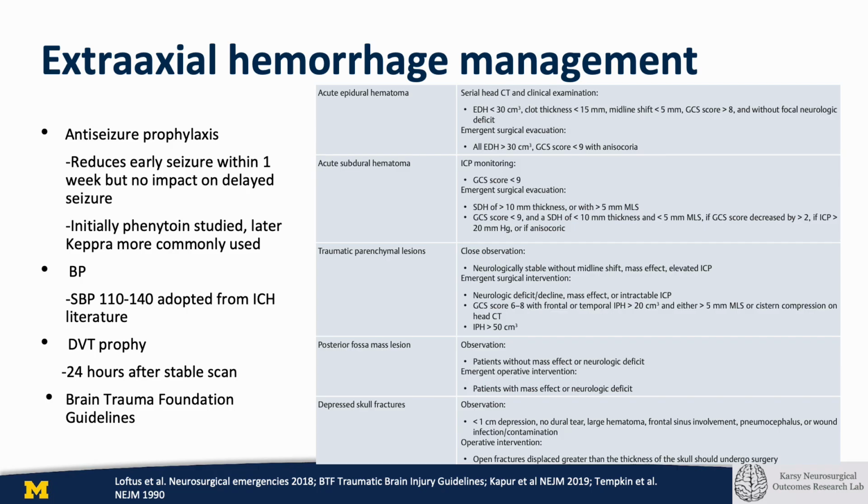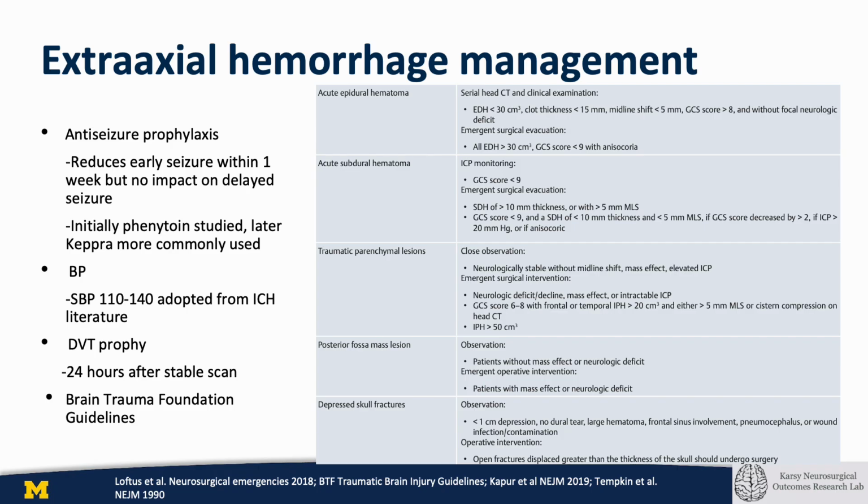With acute epidural hematoma, generally a patient with clot thickness greater than 15 millimeters or greater than 5 millimeters of midline shift would require surgical evacuation. With a subdural hematoma, 10 millimeter thickness, 5 millimeters of midline shift, altered mental status, or low GCS would require surgical treatment. Traumatic parenchymal hemorrhages don't always need evacuation, but if they have significant volume, greater than 50 cubic centimeters, or with a decrease in GCS, they would require potential evacuation to help with ICP management and reducing brain injury.